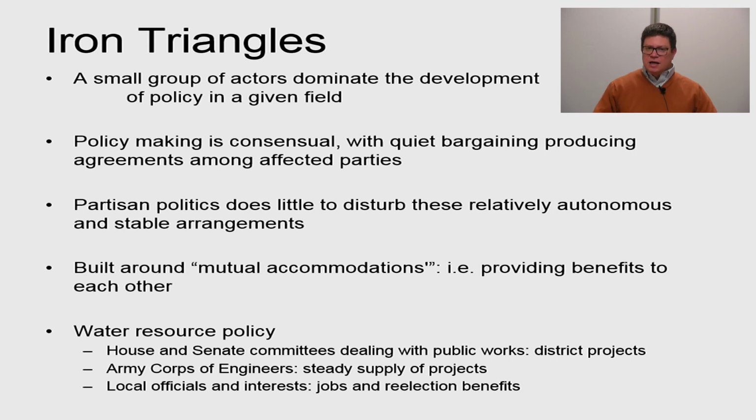So the example down here at the bottom is the idea of water resource policy. Now, this is a classic example of an iron triangle. You have House and Senate committees that deal with what we call public works projects, right? Building stuff, whether they're roads or bridges or wetlands, whatever the case may be. It's good for members of Congress because they get projects back in their districts. And what does that allow them to do?